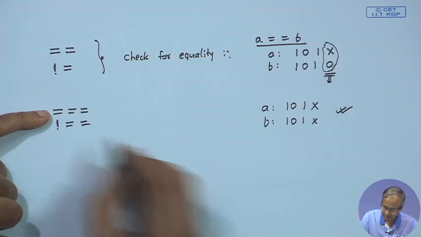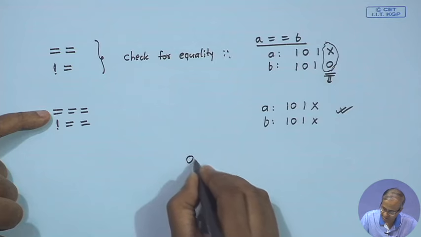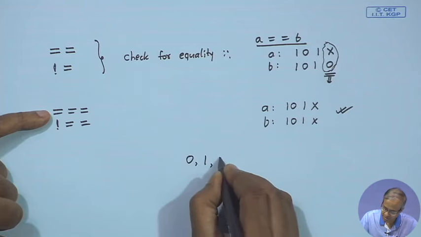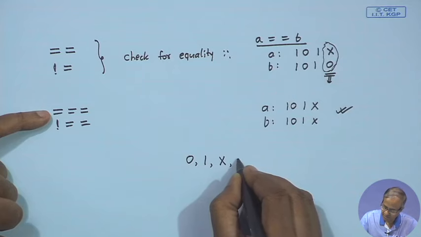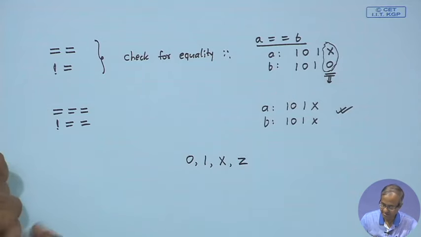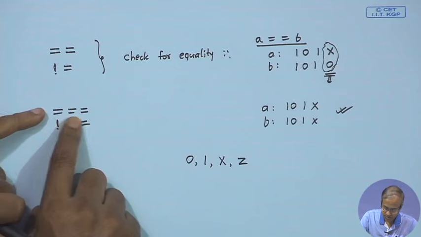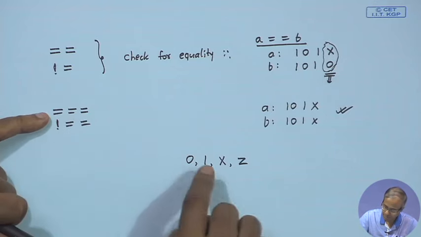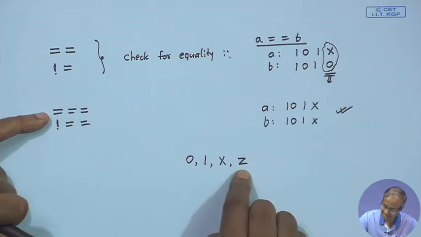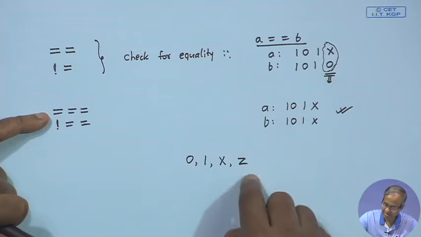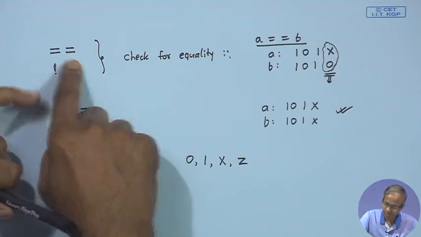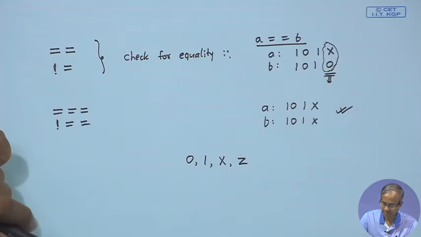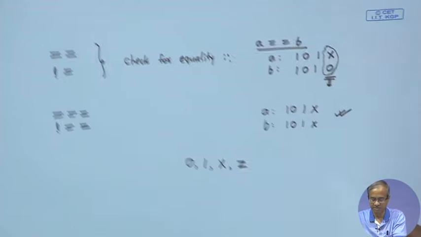You recall that in Verilog we have a 4 valued logic system, where the logic values supported are 0, 1, do not care or undefined x, and high impedance z. So, if you write triple equal to, then these values are matched in an exact way, x and x, z and z, 0 and 0, 1 and 1. But if it is double equal, then it is not done that way. This is the only difference.